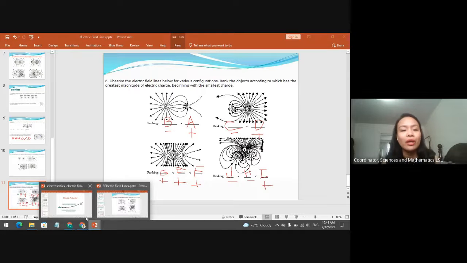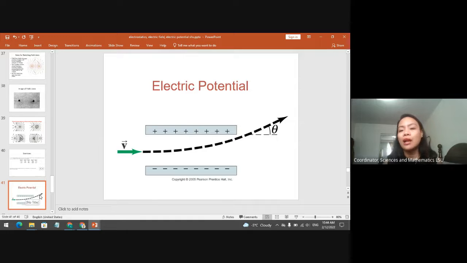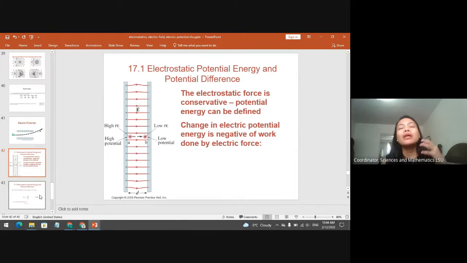So that's just it for the field lines. Now we will proceed to electric potential. When we say electric potential, of course, we have our electric potential energy. That is the energy that is stored for electric charges. Our orientation will always be from higher potential to lower potential. As you can see here, you have our plates. One is positively charged, the other is negatively charged. Here, A has the higher potential going towards the lower potential. So the electric field is always going towards that direction, from higher to lower potential.